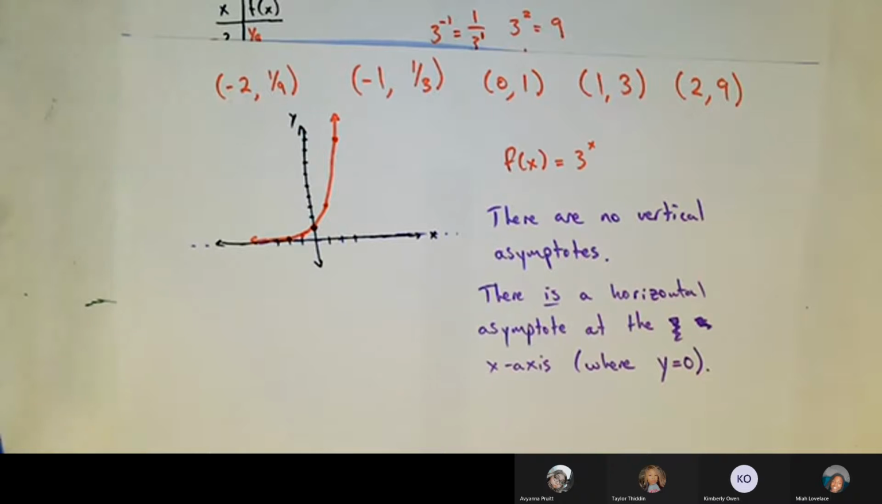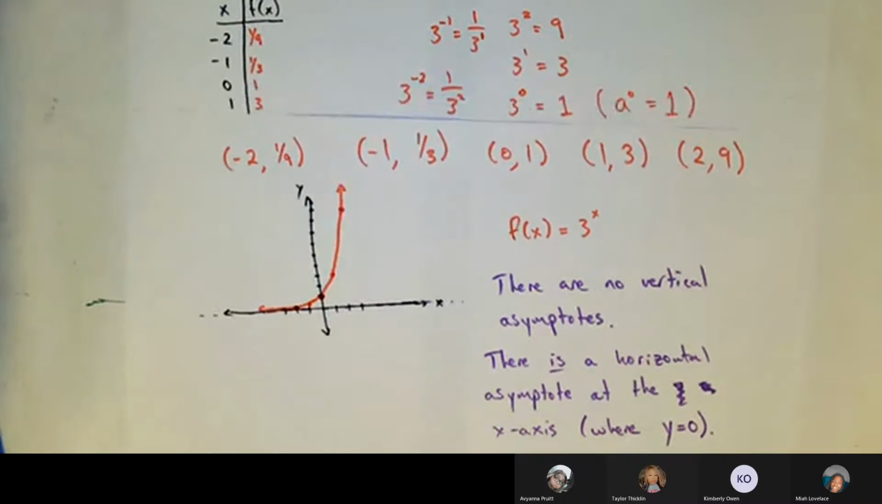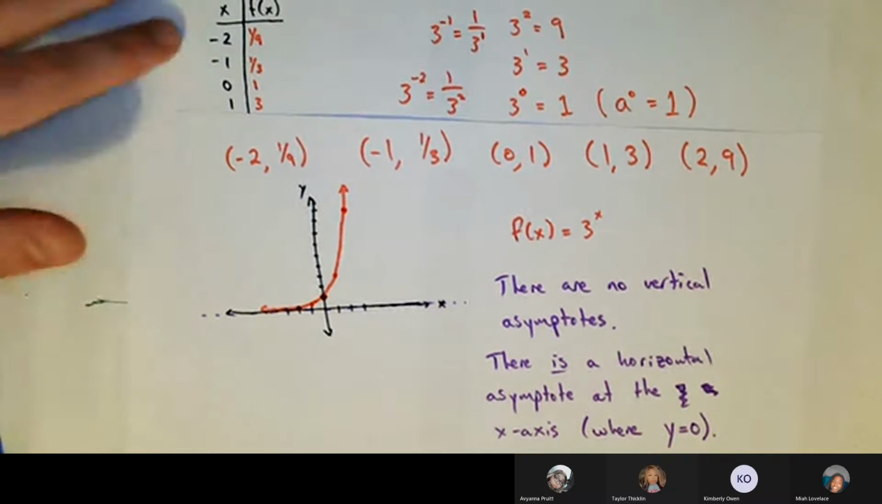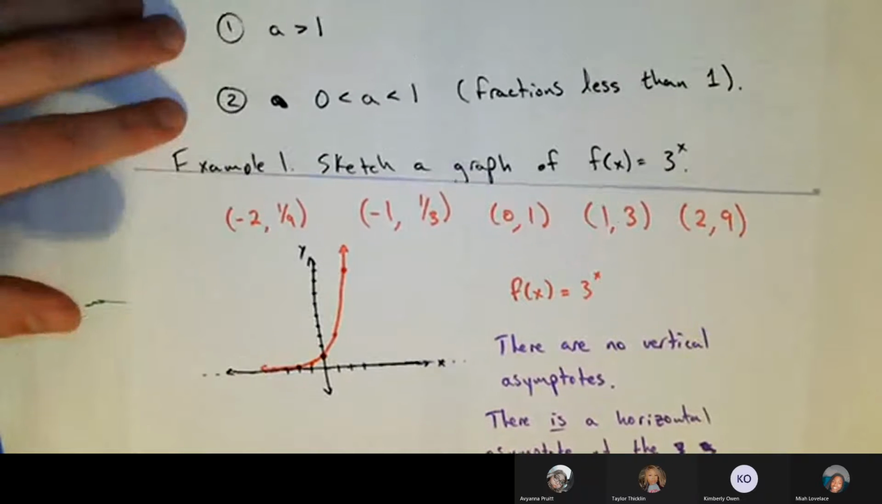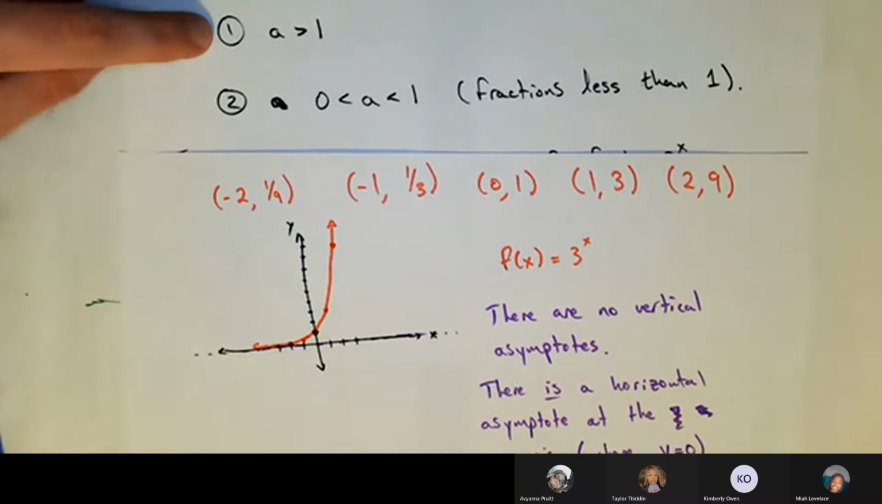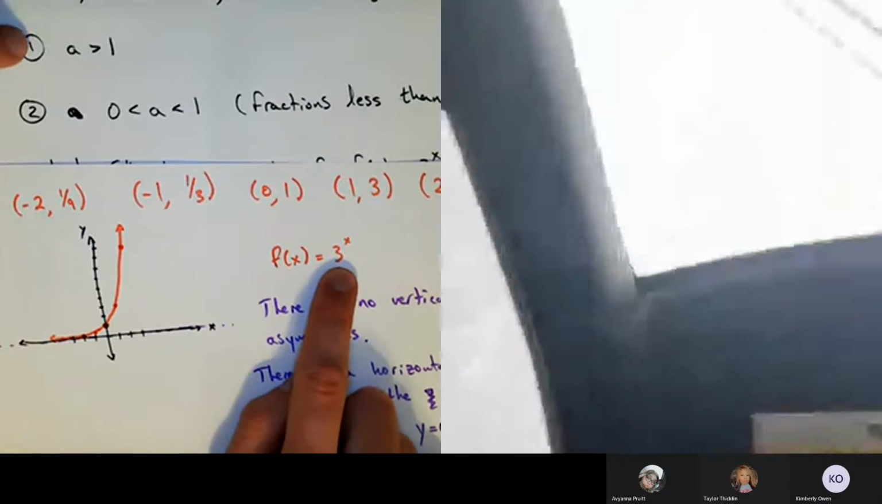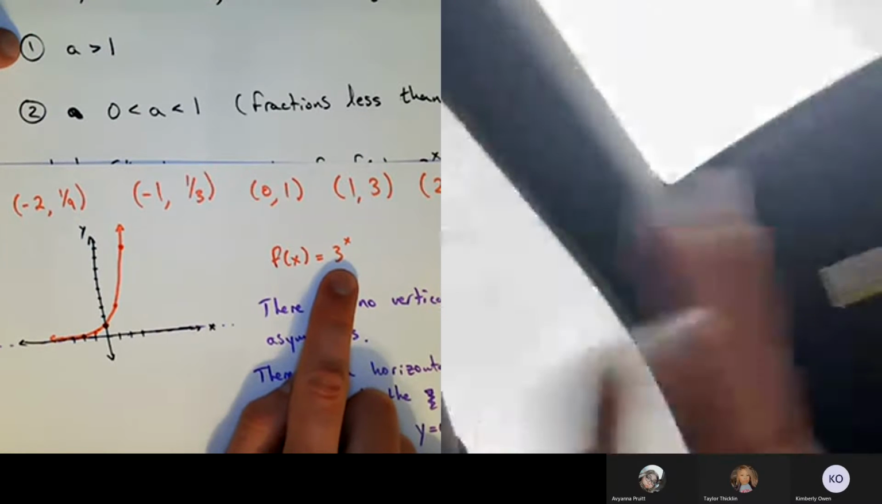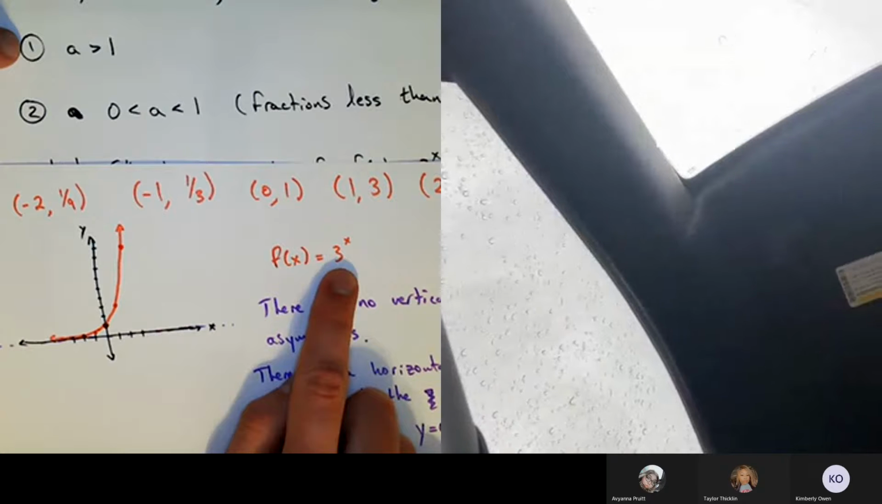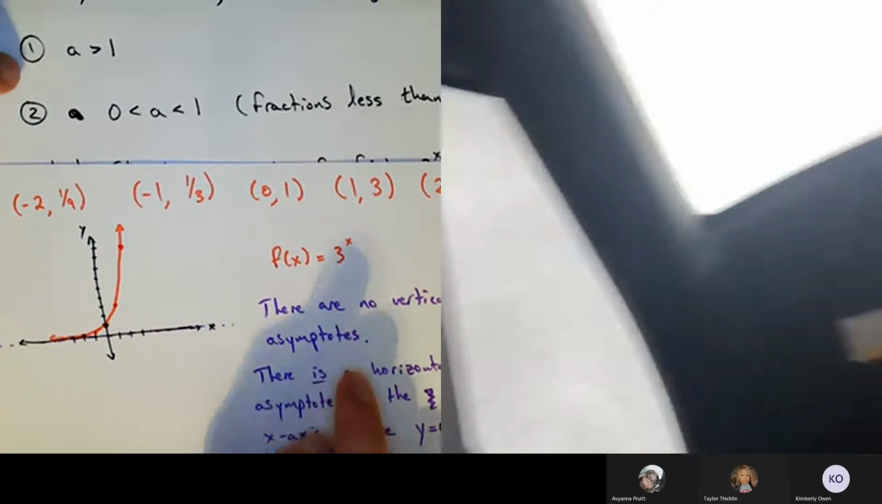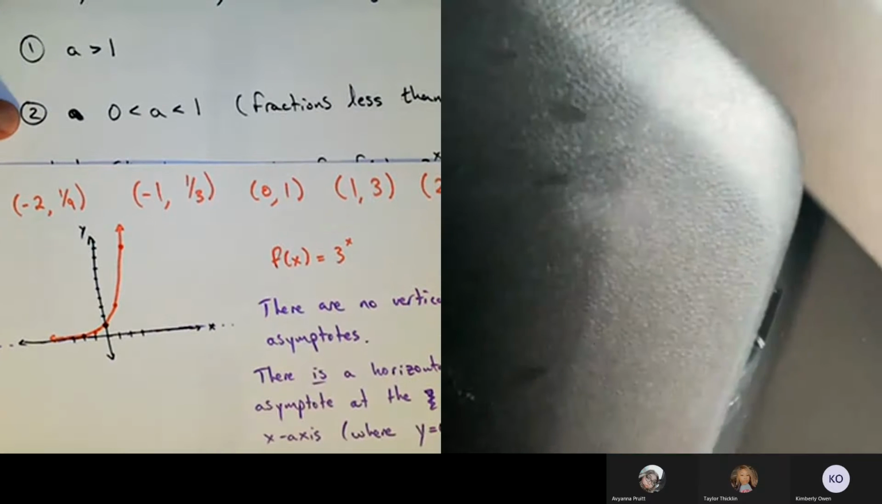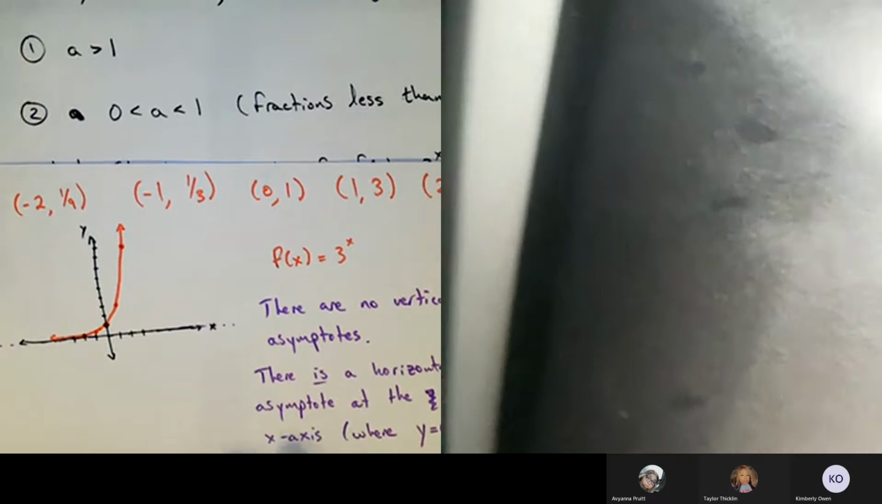So I said that I was going to do one of each category by hand. So this is the first one in the category of A being greater than 1. See, A is the 3 here, right? The base. So I've done one of these. And now I'm going to do one of these where A is between 0 and 1.